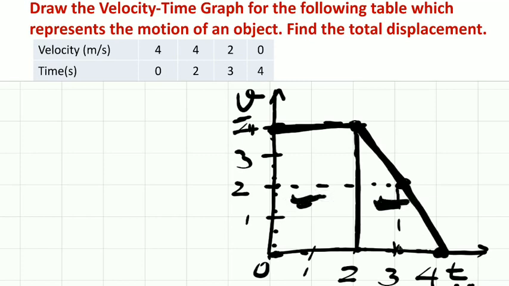Alright, in case of velocity time graph, when we need to calculate the displacement, we need to find the area under the graph. So under this graph there are two areas. One is rectangle, another is triangle. So we need to find out these areas and sum them up to calculate the displacement. So let's calculate them. Take this as area A1 and this as area A2. So find out area A1.